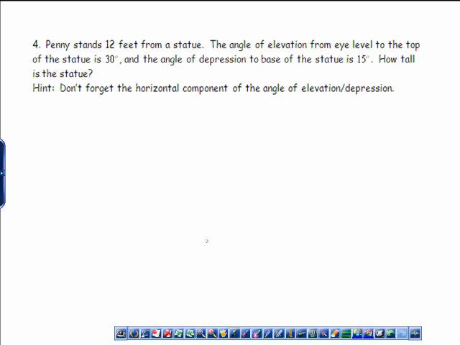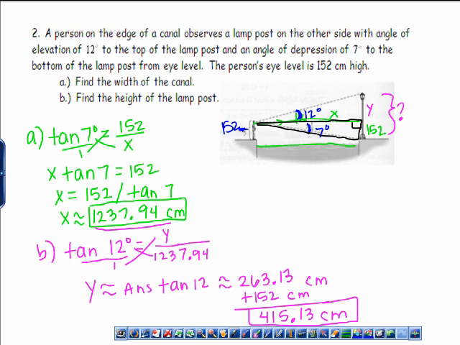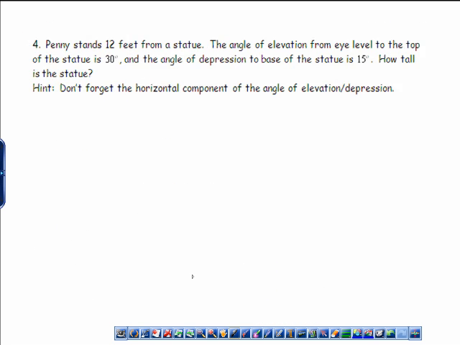Penny stands 12 feet from a statue. The angle of elevation from eye level to the top of the statue is 30 degrees, and the angle of depression to the base of the statue is 15 degrees. How tall is the statue? There's no picture drawn here. I want to go back really quick and look at this. This person, when they were looking at the lamppost in problem number 2, very similar picture that we're going to draw here. Okay, so again, my pictures are nothing to write home about.